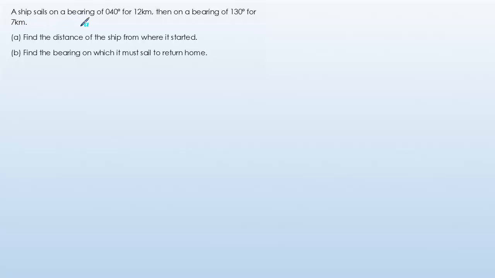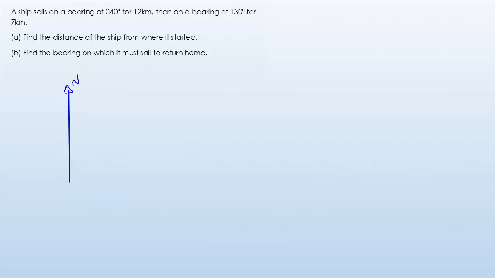A ship sails on a bearing of 040 degrees for 12 kilometers, then on a bearing of 130 degrees for 7 kilometers. Find the distance of the ship from where it started, and find the bearing on which it must sail to return home. Now this is not a straightforward question, but a nice clear diagram might help, and I would suggest drawing the diagram reasonably large.